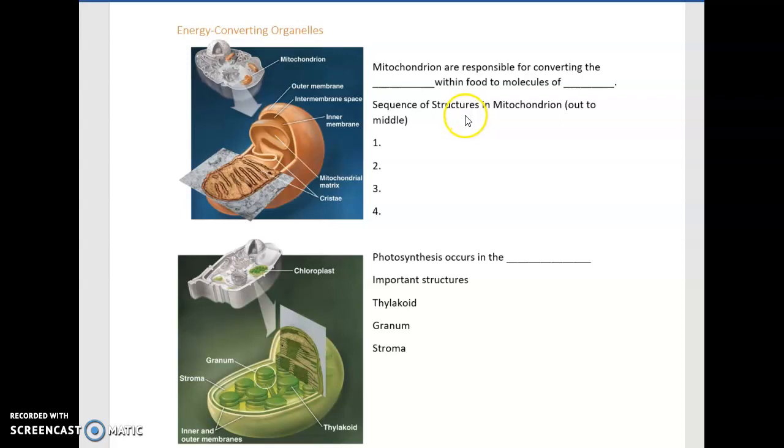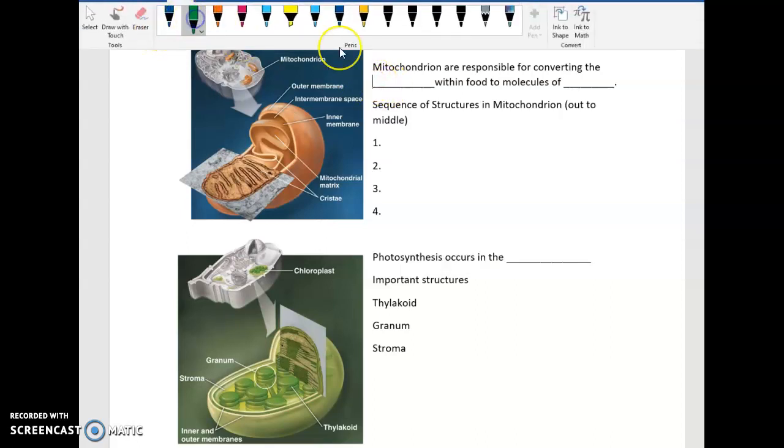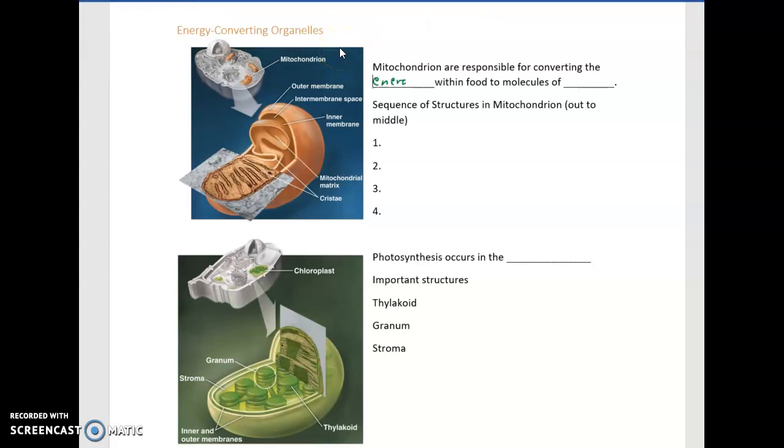So eukaryotic cells are different from prokaryotic cells because eukaryotic cells have energy-converting organelles, and the ones we'll talk about are mitochondria and chloroplasts. Mitochondria are responsible for converting energy within the food that's consumed into molecules of ATP. And ATP is what we're going to be using to build things and to do lots of things in the cell. So there are four structures that we need to know.